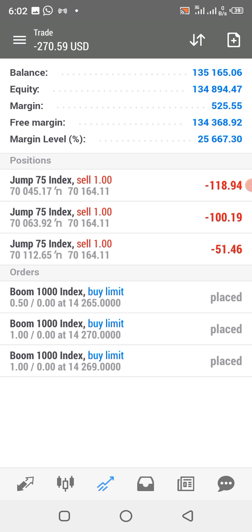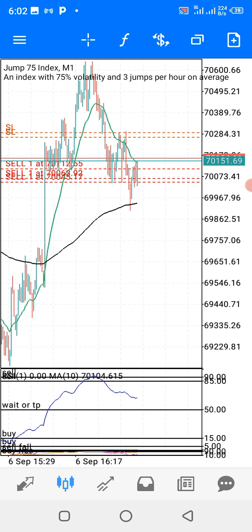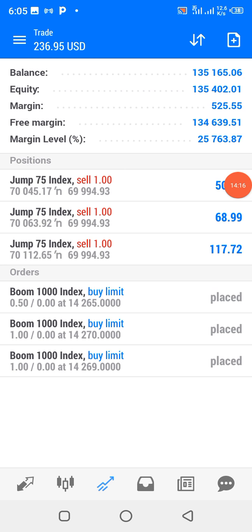Okay, we have 3 positions running here. Remember, I have over $100,000 account, so I don't fear about this. Okay, so let's see what happens next. You see, if you are faithful to small, you'll be faithful to big. Even if you use 0.01 lot size, you will still be in profit.